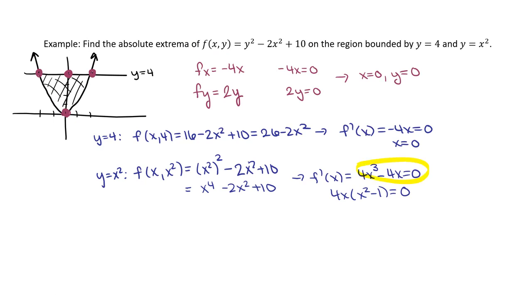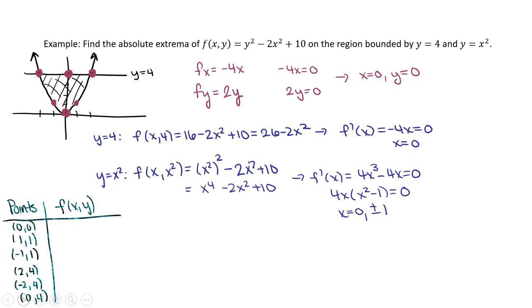So I can factor a 4x out. I'm left with x squared minus 1. So that has zeros at x equals 0. Okay, x equals 0 we already found as a critical point. And then x equals plus or minus 1. So again, we're on this boundary y equals x squared. At x equals 1 and x equals negative 1, those are critical points on this boundary.